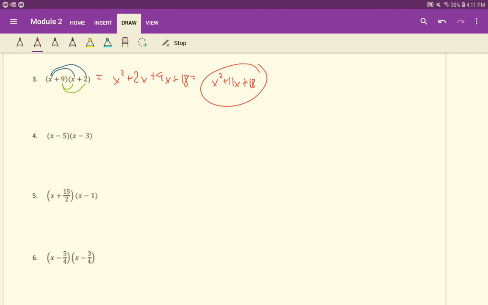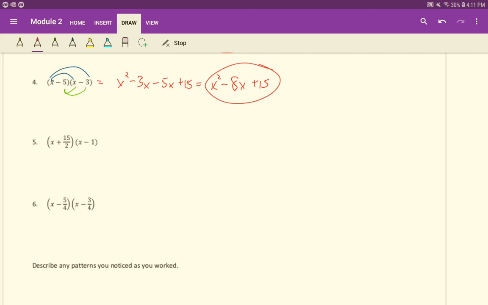Okay, x minus 5, x minus 3. So again, we'll do x times the x times the minus 3, which results in x squared minus 3x. And then we'll do minus 5x minus 3, and so that's going to give us minus 5x, and then negative 5 times the negative 3 gives us a positive 15. Combining like terms there gives us x squared minus 8x plus 15.